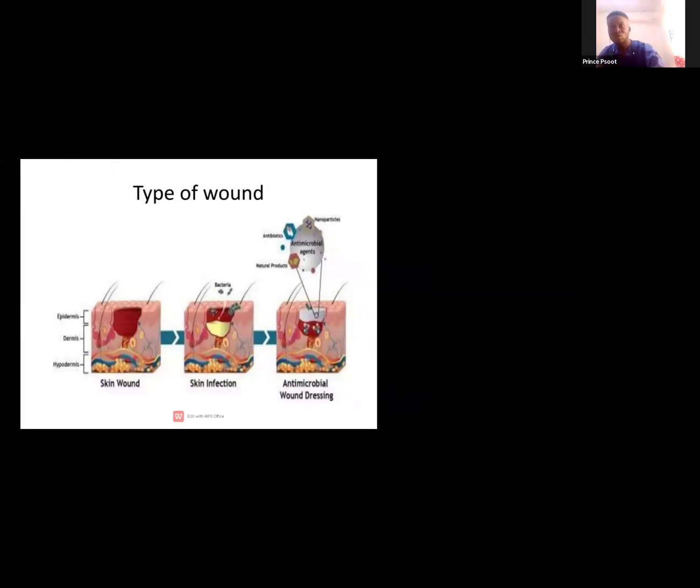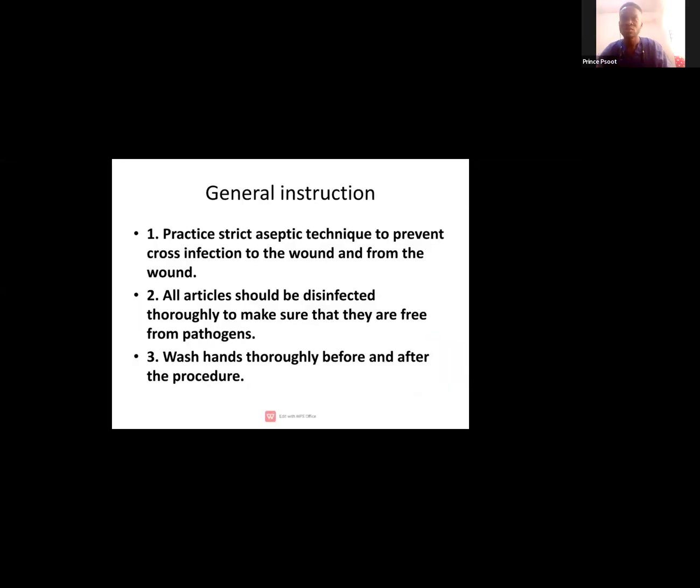I hope you understand. So now let's move to the general instructions in the practice of wound dressing. We have quite a number of instructions. Now, what are instructions? They are guidelines, precepts we have to follow. If you don't follow them, that means you are making blunders. Malpractice is a serious crime in health.